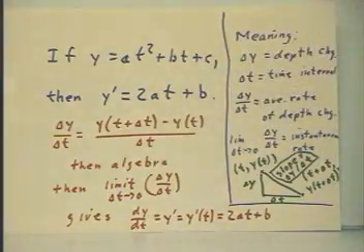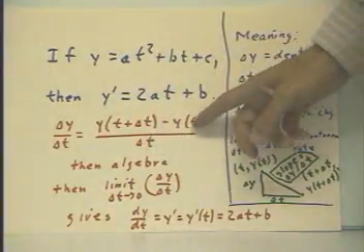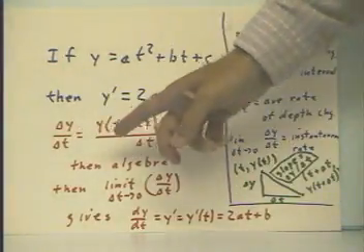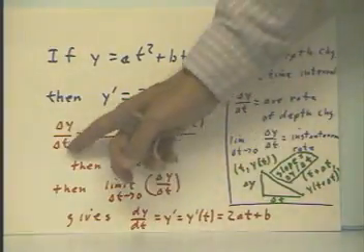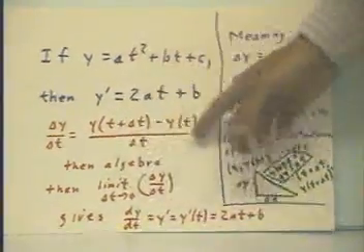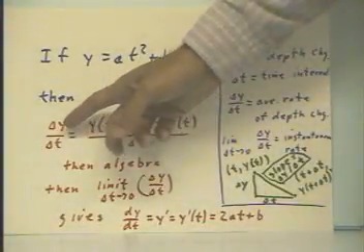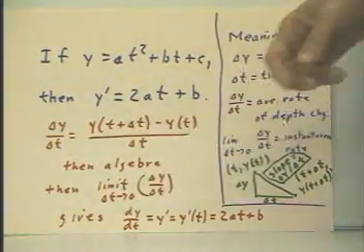You recall that we derived this formula from the fact that for any 2 points, for any 2 clock times t and t plus delta t, our change in y is y of t plus delta t minus y of t. Our change in t is, of course, delta t, so the ratio, or the average rate at which y is changing with respect to time, is delta y over delta t, and that's equal to this expression.